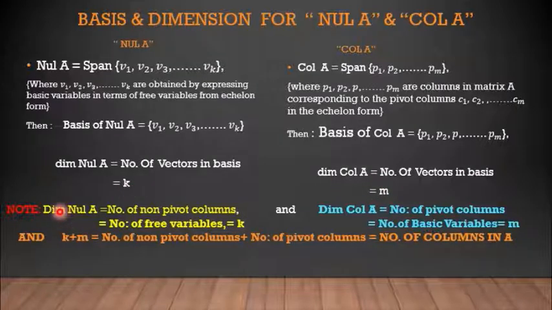Now let us look at this note point. Dimension of null A is equal to the number of non-pivot columns, that is even equal to the number of free variables, it is equal to k, and dimension of column A is equal to the number of pivot columns, that is equal to the number of basic variables, which is equal to m. And these two together, k plus m, is equal to the number of non-pivot columns plus the number of pivot columns, which is equal to the number of columns in the given matrix A.